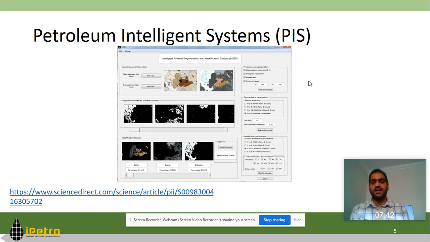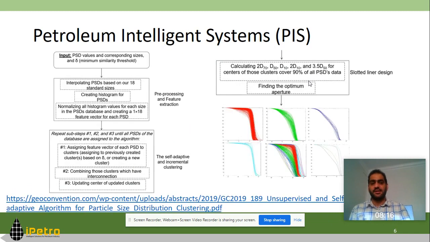As you can see here, our software IM, intelligent mineral segmentation and identification, uses pixel values of the segmented minerals for identifying the name of the minerals, and finally the probable target rock that this thin section may have been mounted and created from. You can also find this paper in the Computers and Geosciences Journal.